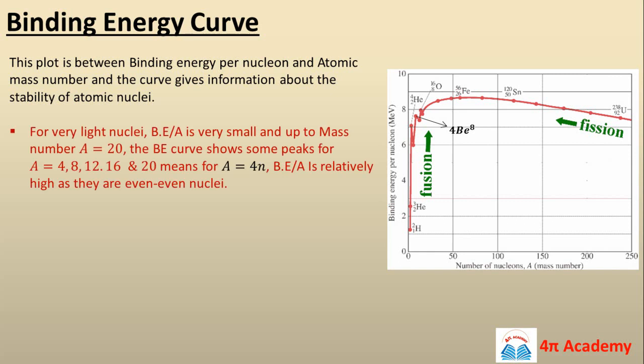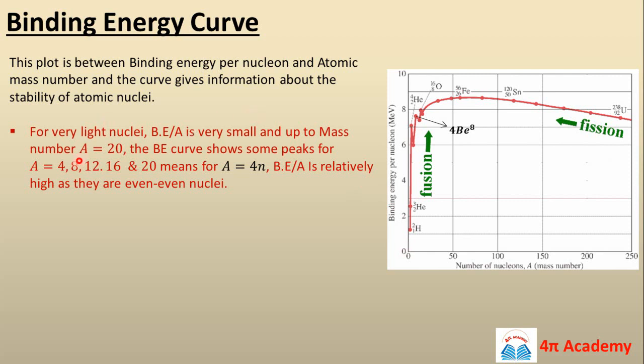This curve gives information about the stability of the nuclei. For light nuclei, like this deuterium nucleus and this 2He3, the binding energy per nucleon is very small.